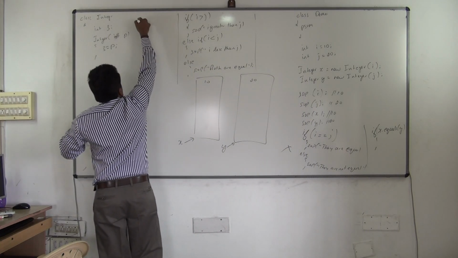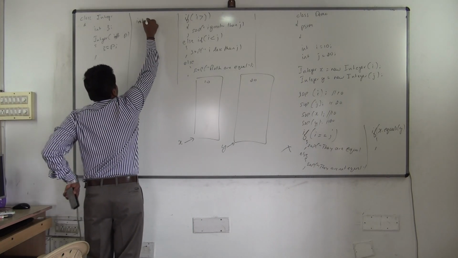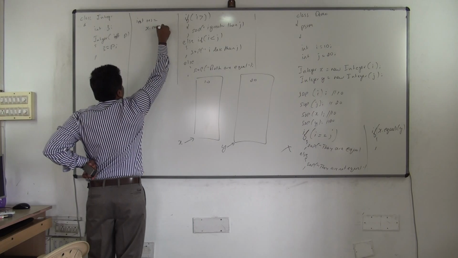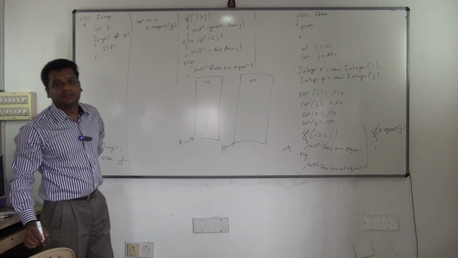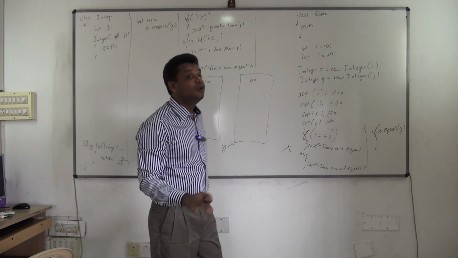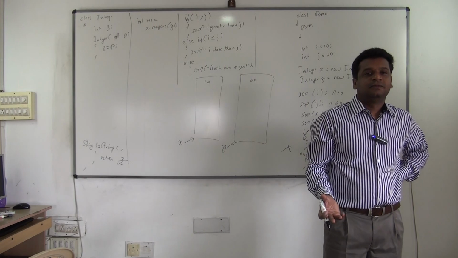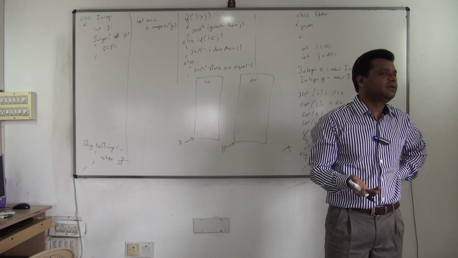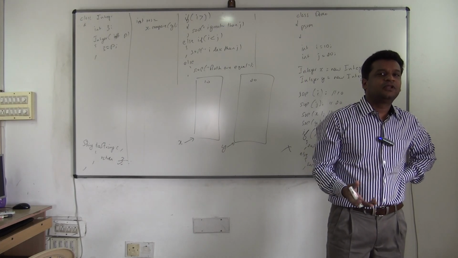Instead of this, you write int result is equal to x dot compare of y. That's it, over. What is the return type? A positive number, a negative number, or 0. If 1, x is greater than y. If minus 1, x is lesser than y. If 0, both are equal.